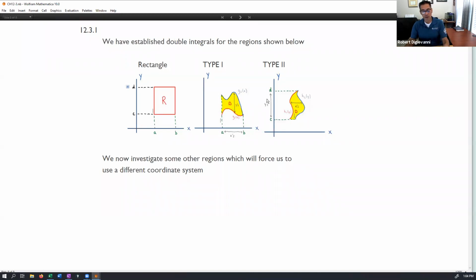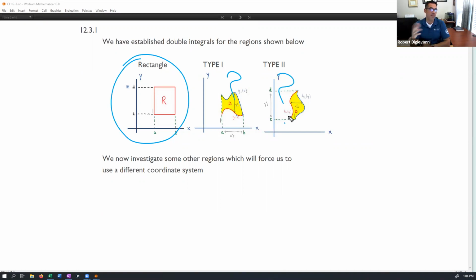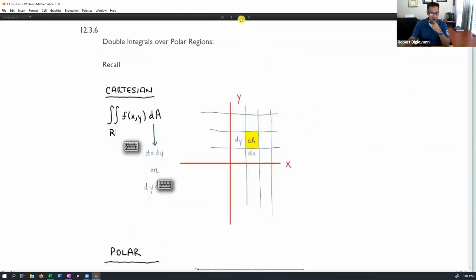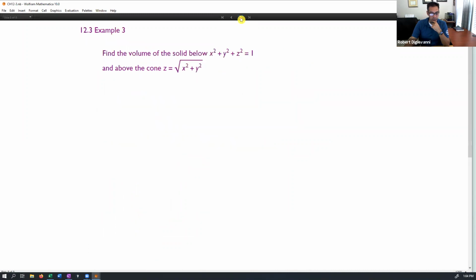Since we have talked about a polar rectangle, which is the polar version of this, we need to ask ourselves: is there a type 1, type 2 region in terms of polar? There is, and we're only going to talk about type 1. We're not going to look at type 2. So that's where we're heading right now. I just want to give you a brief recap of what we had done before.